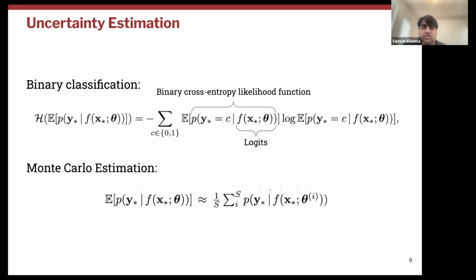In binary classification, the total predictive uncertainty is given by the equation on top, where F refers to the model logits and P is the binary cross-entropy likelihood function. The total predictive uncertainty is high when either the aleatoric uncertainty is high or when the epistemic uncertainty is high. In practice, the total predictive uncertainty is typically computed via Monte Carlo estimator as shown in the second equation. The parameter realizations, denoted here as theta i, are sampled from some distribution over the network parameters, and P denotes the predicted distribution of a given parameter realization.